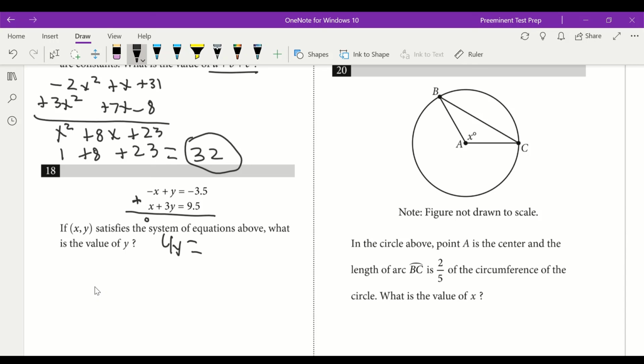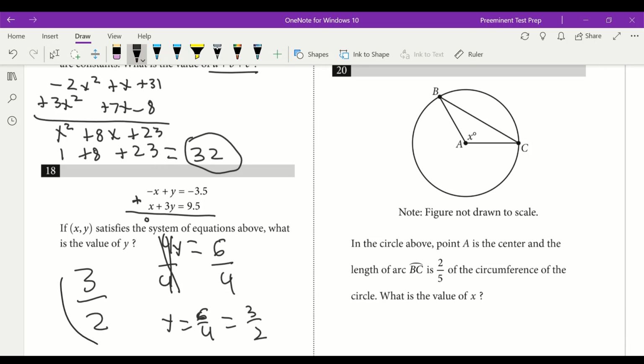I'm going to put that down here so you can see it better. And then we have negative 3.5 plus 9.5. Well, that's the same as 9.5 minus 3.5, which is 6. Now I divide each side by 4 to solve for y. So I get y equals 6 over 4, which can be simplified to 3 over 2. So my answer will be 3 over 2.